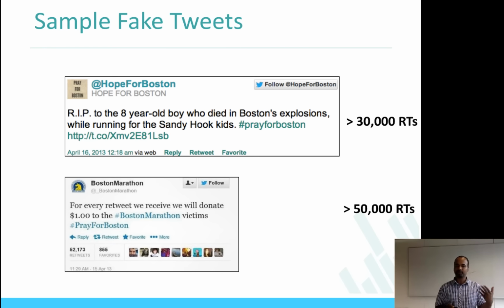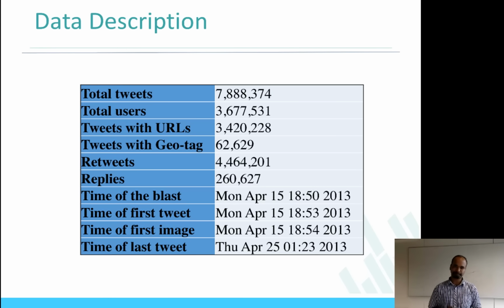And these are the 2 popular tweets that were floating around during the event, which were fake. Data that was collected during this event was actually about 7.8 million tweets, and 3.6 million users posted them. The advantage of working in the space of online social media is these large numbers that we look at. Tweets with URLs is about 3.4 million, 62,000 people posted geotagged tweets, and about 1% is what Twitter claims of the tweets posted on Twitter are geotagged.